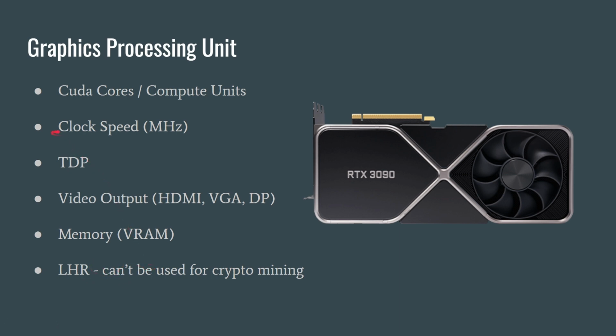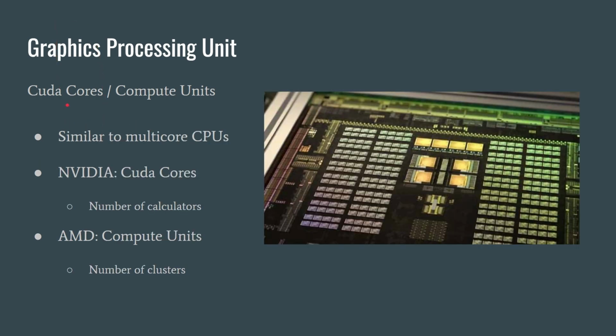And then again, we'll see clock speed here, which is just the raw speed of the GPU's main processors. But anyway, let's first get into CUDA cores. I have CUDA cores or compute units because NVIDIA and AMD do it differently. But this is similar to multi-cores in a CPU. So the more CUDA cores or the more compute units means the more things it can do at once.